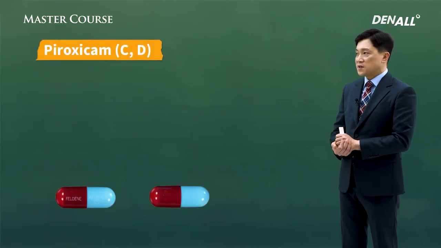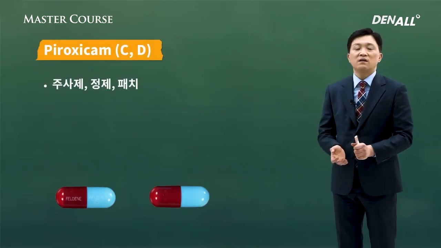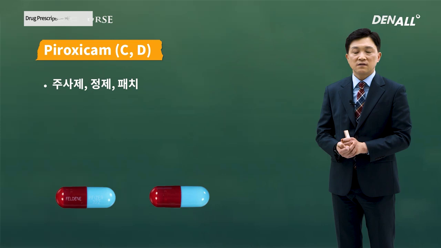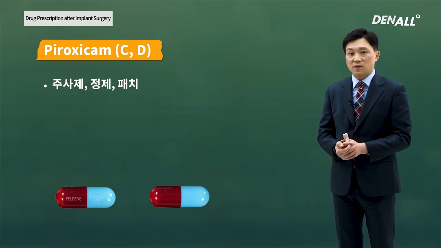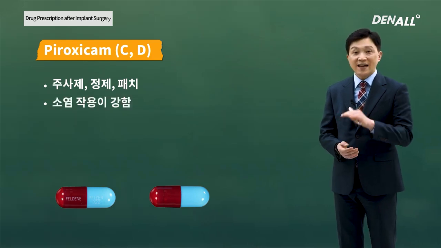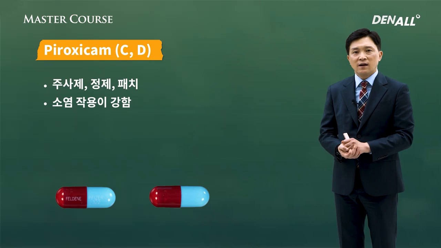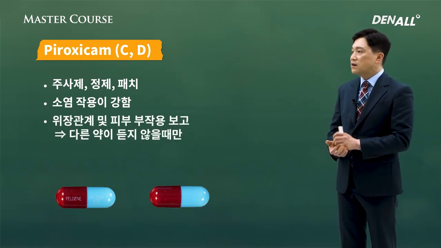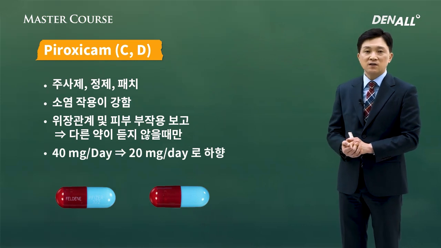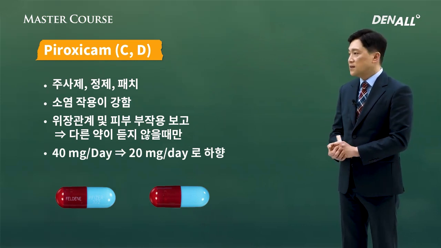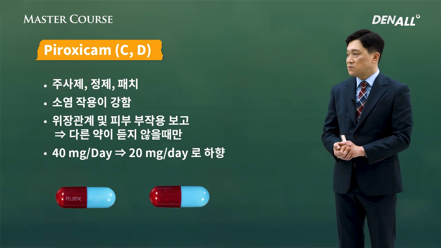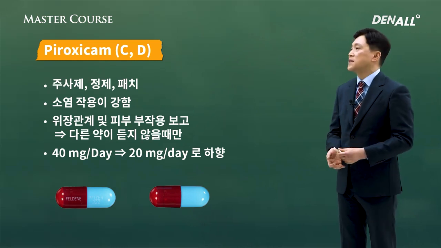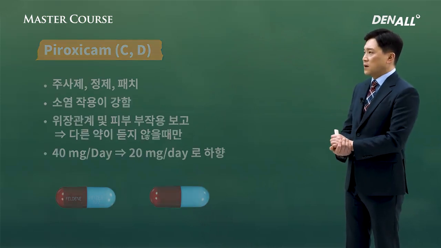Next, piroxicam. It has various dosage forms. Frequently, we see it in the form of patches. It is a strong NSAID with a strong anti-inflammatory effect. However, it may cause GI side effects or skin side effects. They can be a little severe. In the past, the standard dosage was 40 milligrams per day, and now it is lowered to 20.